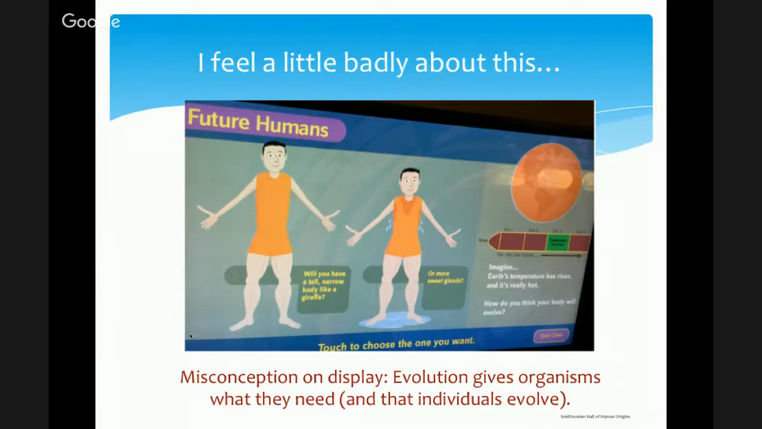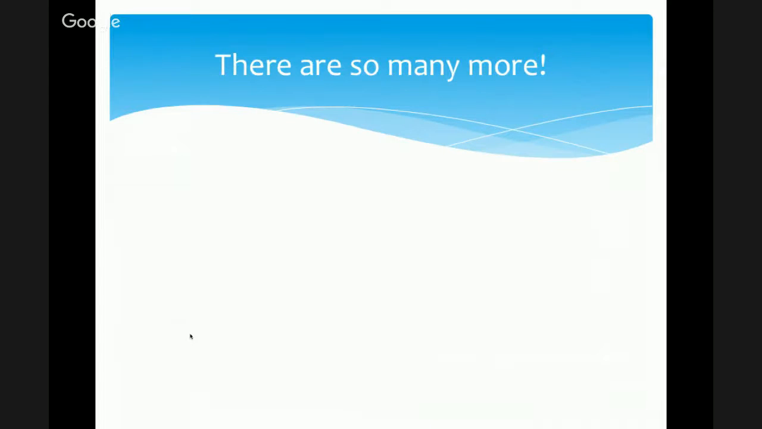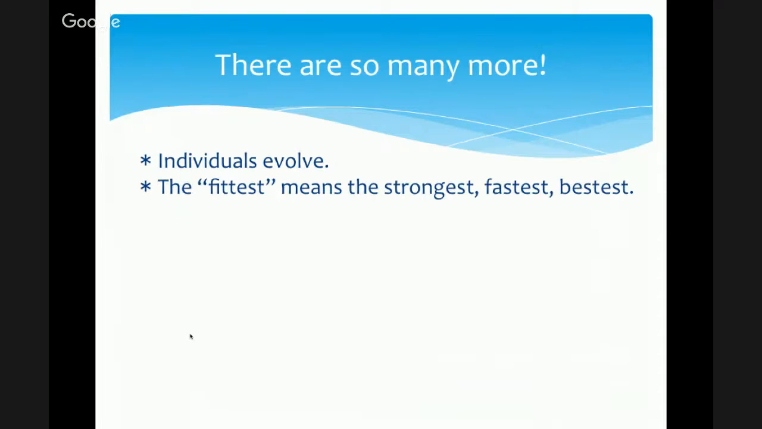My other problem with this, of course, is that it says far into the future Earth's temperature warms, but oh well, that's happening now. We all know it. Now, there are so many more misconceptions that we haven't talked about. The one I just mentioned, individuals evolve, can be a big trick with language, because we talk about how you adapt to cold weather by putting on a winter coat, but that's a very different kind of adaptation. Individuals do not evolve. Another misconception: the fittest means the strongest, fastest, bestest, baddest. That's not what it means.